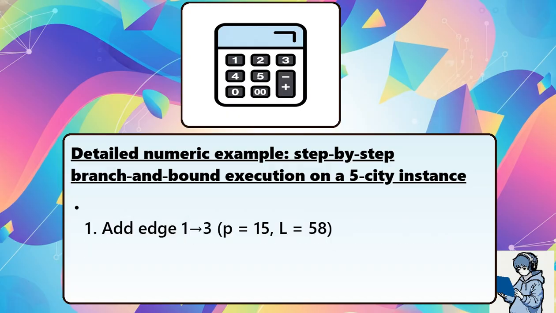Second, add edge 1 to 3. Partial cost P equals 15, lower bound L equals 58. Third, add edge 1 to 4. Partial cost P equals 20, lower bound L equals 60. Fourth, add edge 1 to 5. Partial cost P equals 25, lower bound L equals 62. All have lower bound less than 85. Insert them into the priority queue.